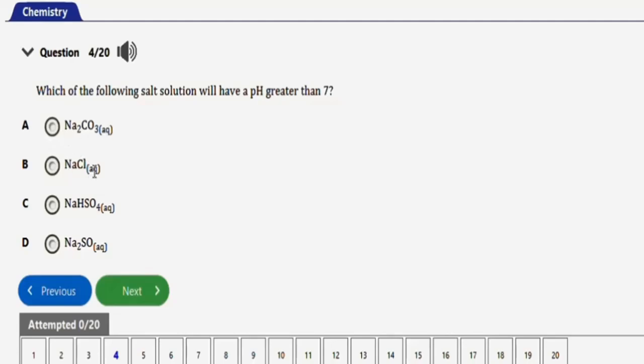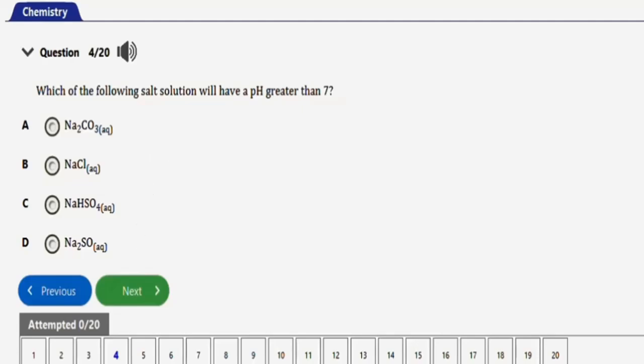Sodium chloride is a common salt. It is sodium hydrogen tetraoxosulfate(VI). Okay, so this is an acidic salt. This one is sodium sulfate. This one is also a common salt. So the right option is option A, sodium carbonate, which is a basic compound, is a base. Okay, so a base, its pH is greater than 7.